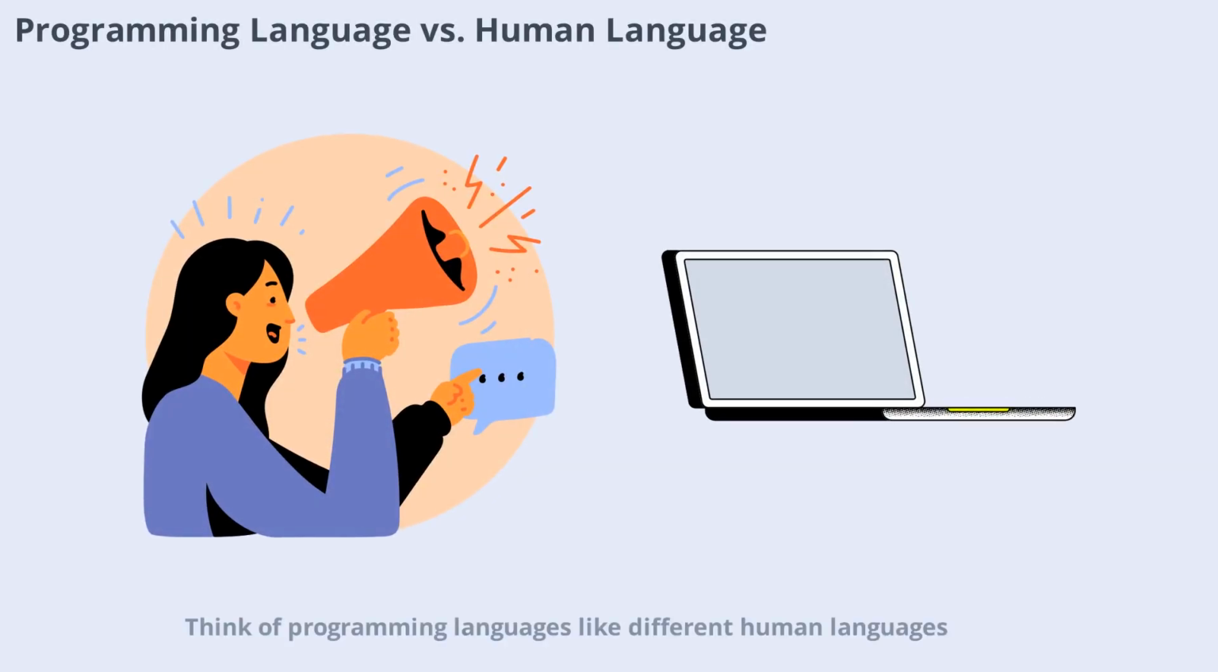Think of programming languages like different human languages. Just as we use English, Hindi, or any other language to communicate with each other, computers need their own languages to understand our instructions. This comparison helps us see that learning a programming language is like learning a new way to express ideas, but this time to a computer.